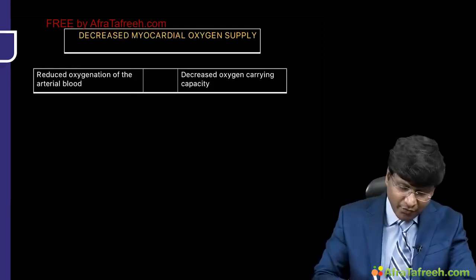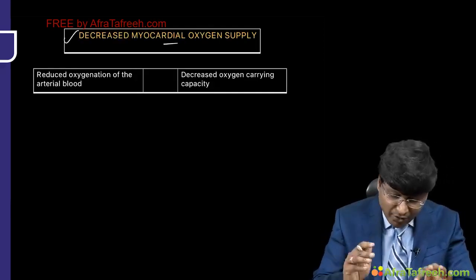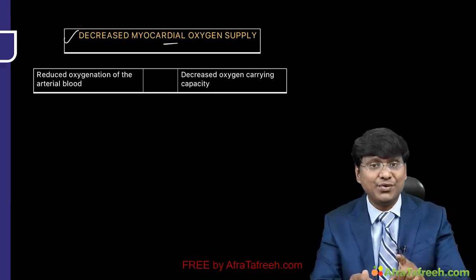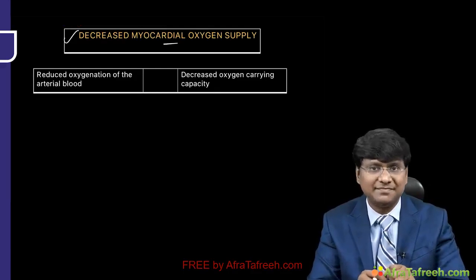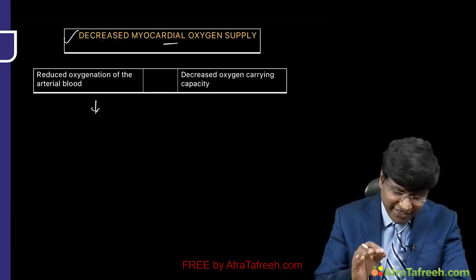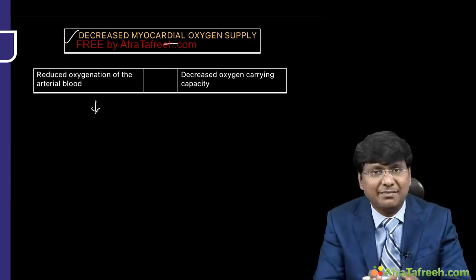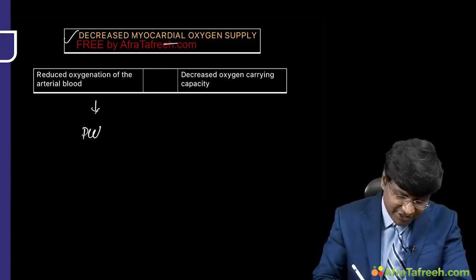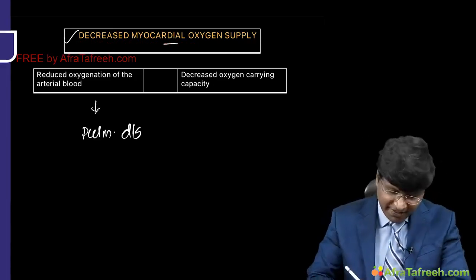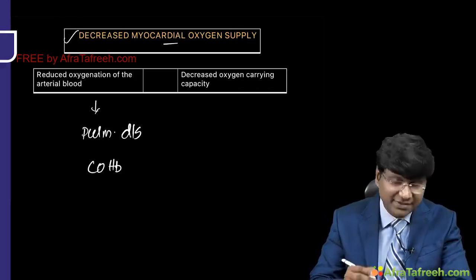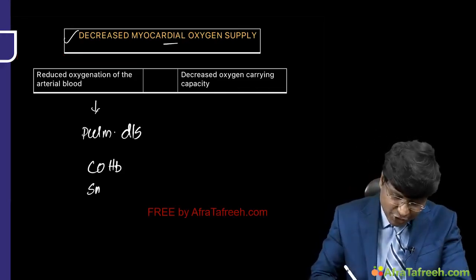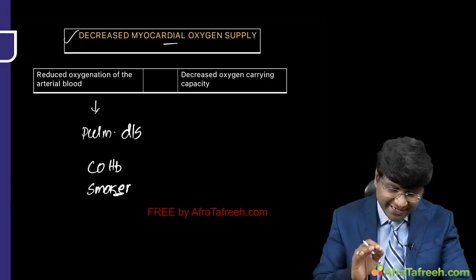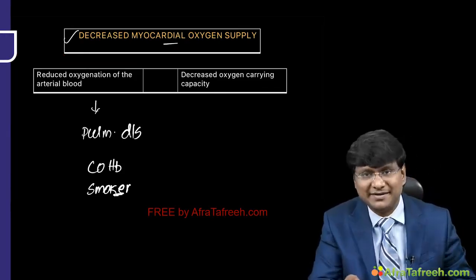Whereas decreased myocardial oxygen supply may be due to reduced oxygenation of the arterial blood. So where can you have reduced oxygenation of the arterial blood? That is a patient having pulmonary disease, or a patient having the presence of carboxyhemoglobin, right? Or the patient is a smoker. So in these individuals, there is reduced oxygenation in the arterial blood.